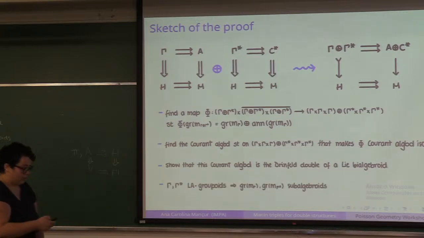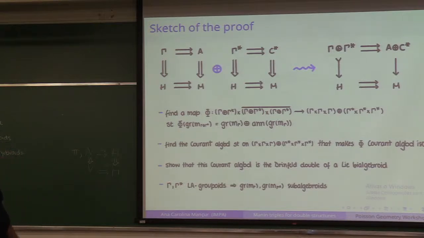And then we use that gamma and gamma star are LA groupoids. It means that the groupoid structures here are Lie algebroid morphisms, so we have that the graphs are subalgebroids. And then we get the assumptions of the proposition, apply the proposition, and get the result.